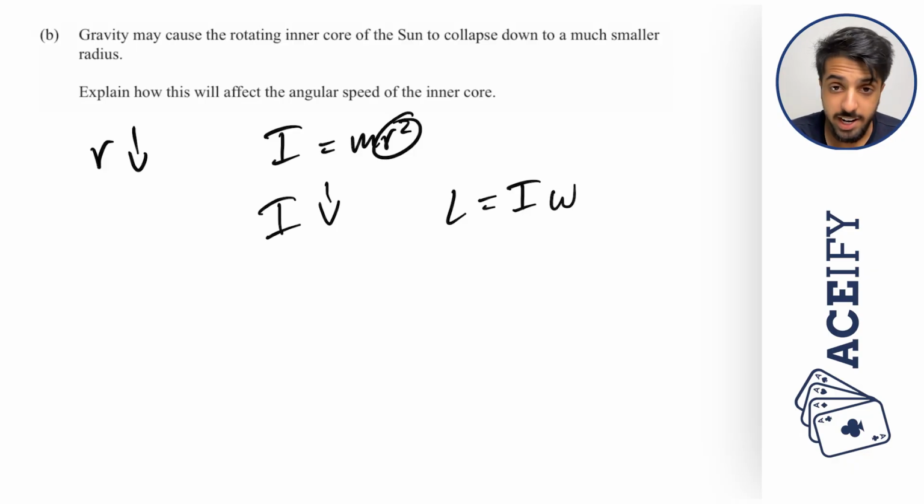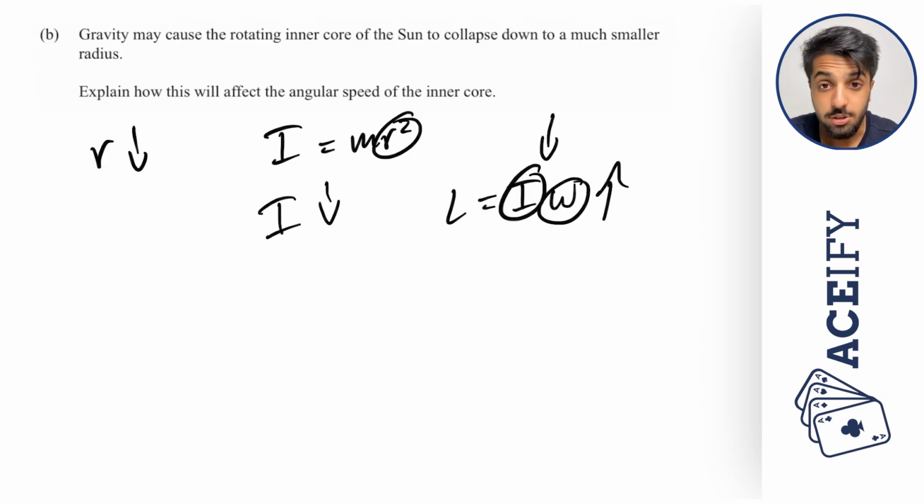Now in this case, our angular momentum is conserved, and therefore if our rotational inertia decreases, our angular velocity must increase. And so that's the theory, and you can write an answer in words based on that.